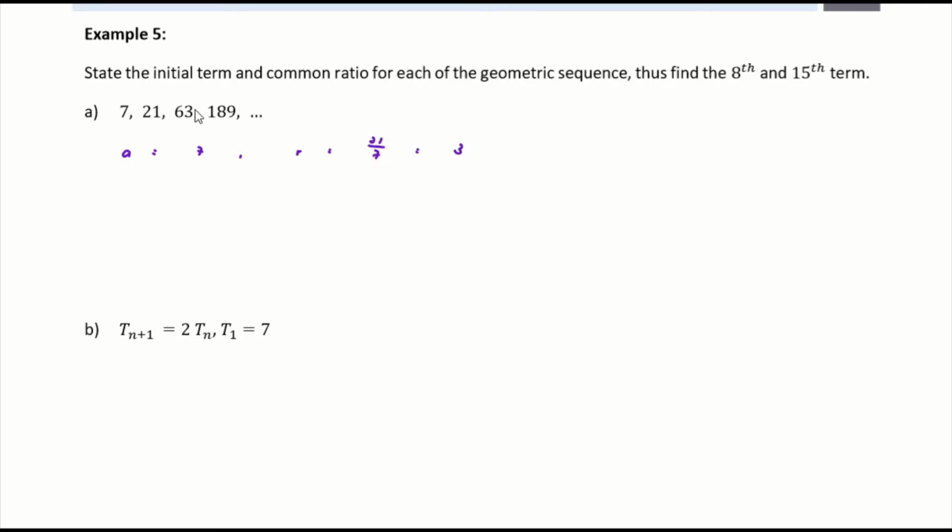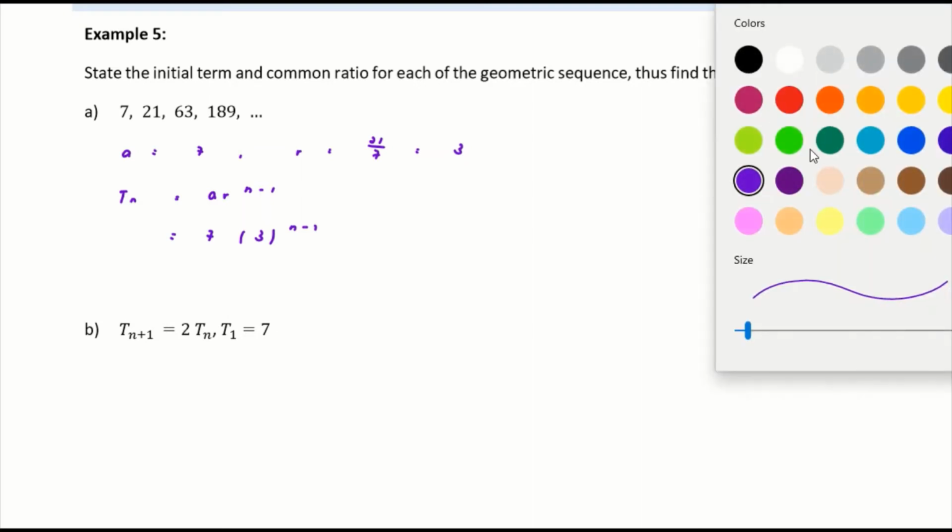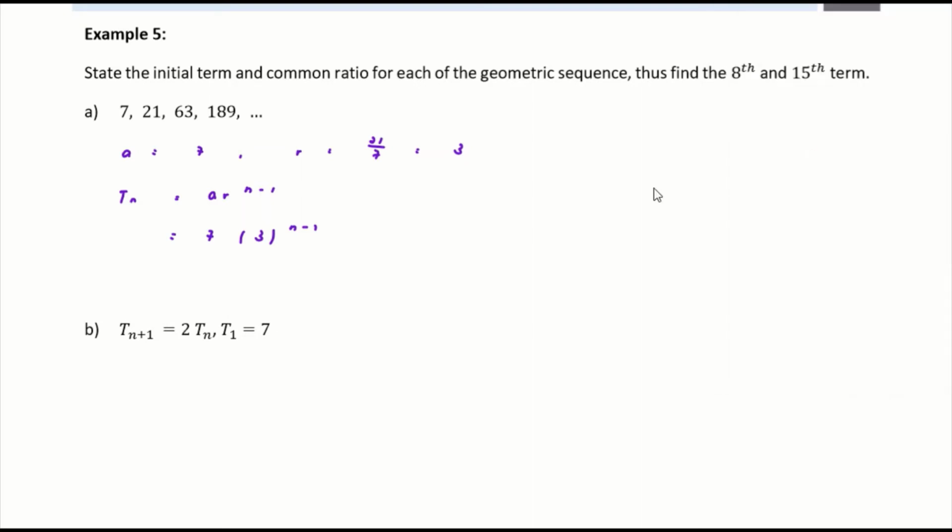Okay, so we need to write down the nth term so that we can find the 8th and the 15th term, right? If not, you are just going to continue to write up to the 14th term to find the 15th term. So now Tn will be equal to AR to the power of n minus 1. Okay, so the A here is 7, R is 3, so 7 times 3 to the power of n minus 1. Okay, so this is how you can leave your answer. Of course, if you have another alternative that you want to simplify it, you can continue to split this up, but for this one, you will need to have some basic knowledge in indices.